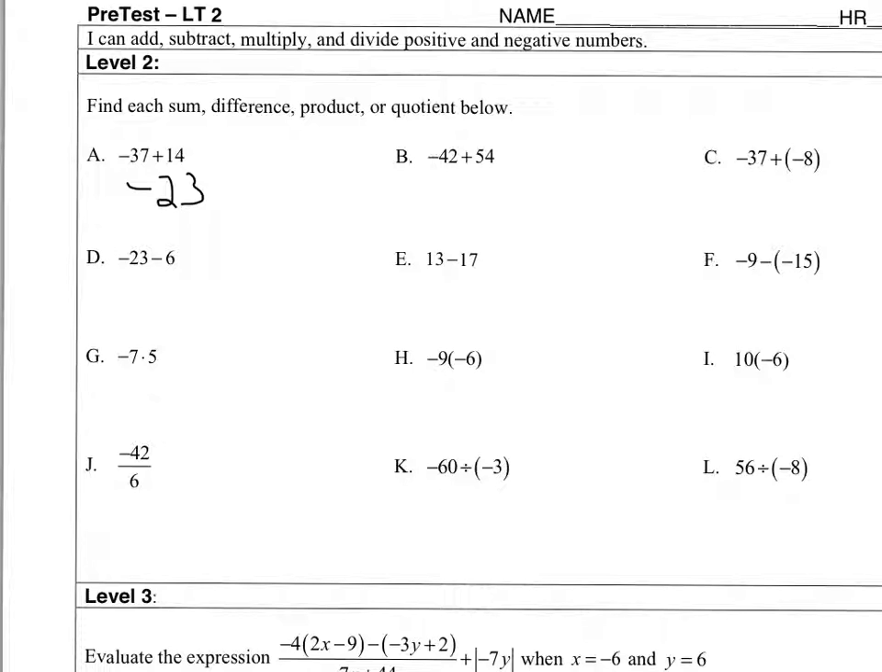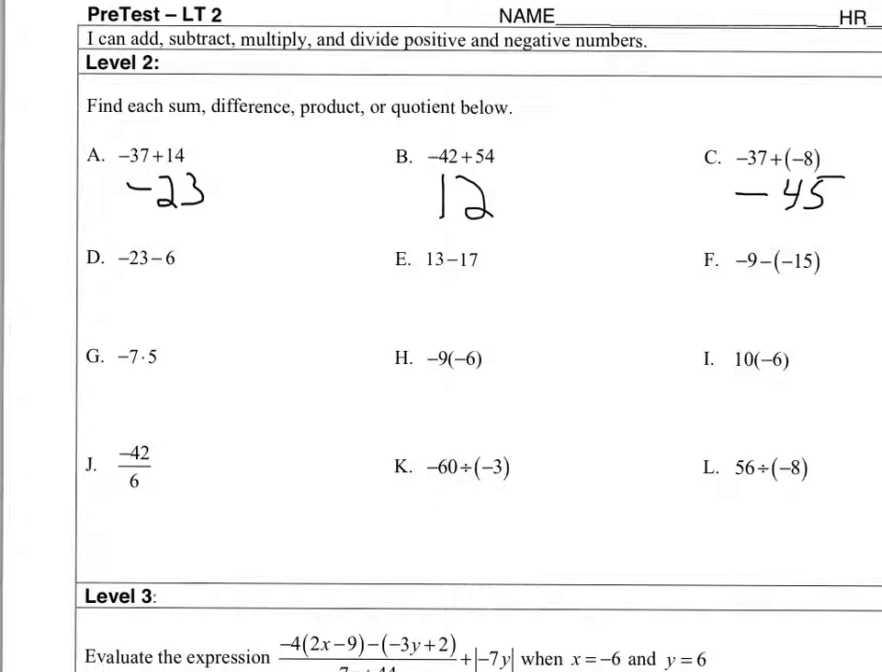Negative 42 plus 54. Again, a negative and a positive means subtract. So 54 minus 42 is 12. Part C. In Part C, we have a negative 37 and a negative 8, and we're adding. So now we're actually going to be adding because we have a negative and a negative. And 37 and 8 are going to add up to negative 45.